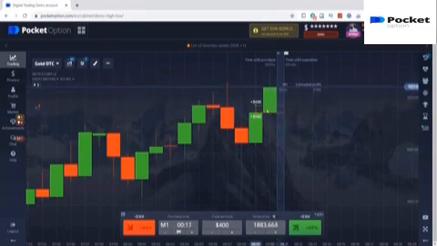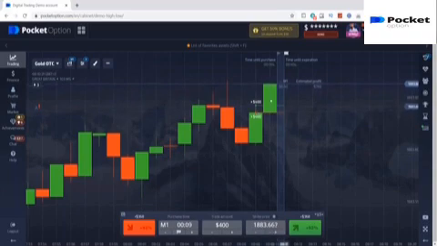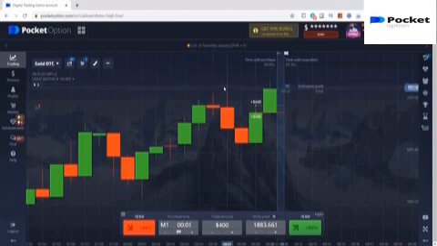So in this specific example, obviously I got into a trade. This sell one I would have lost, but this buy one I'm winning. So it's just that simple. That's the difference between the two and how to use that.